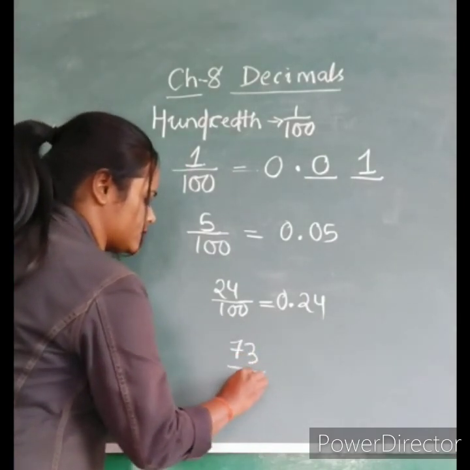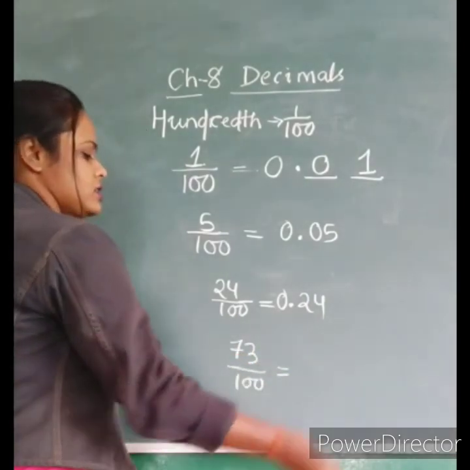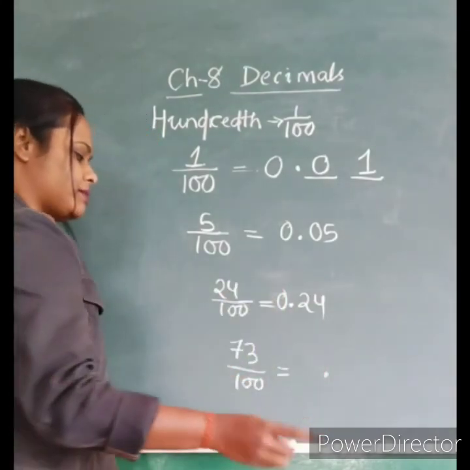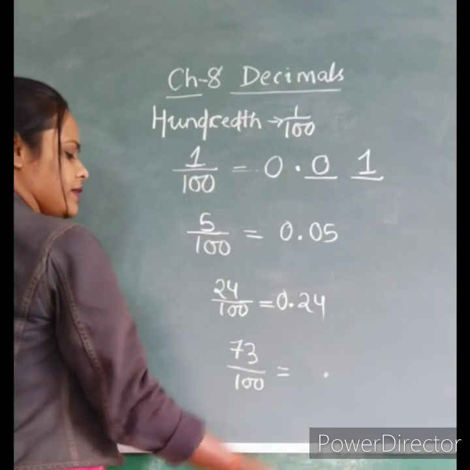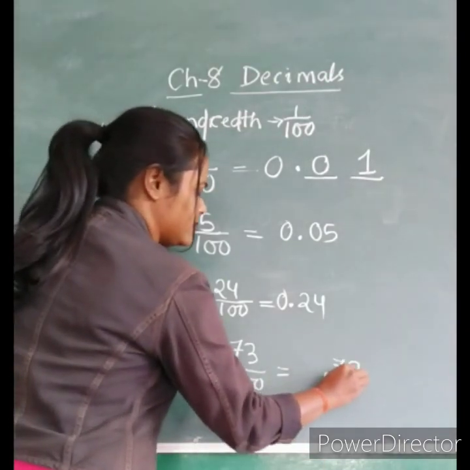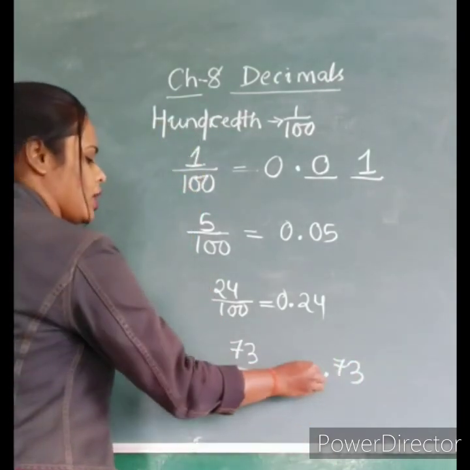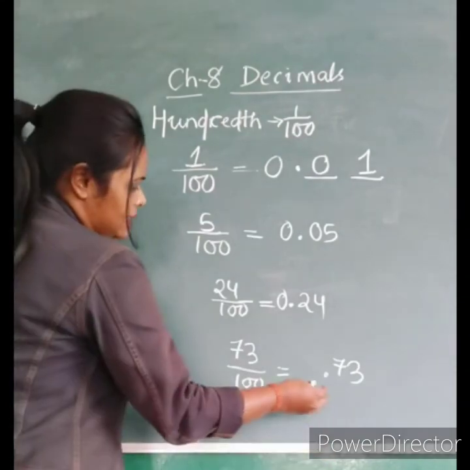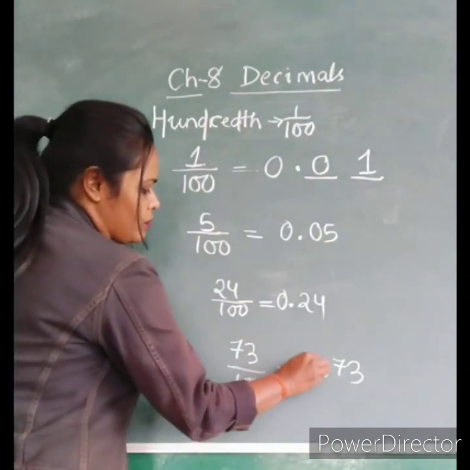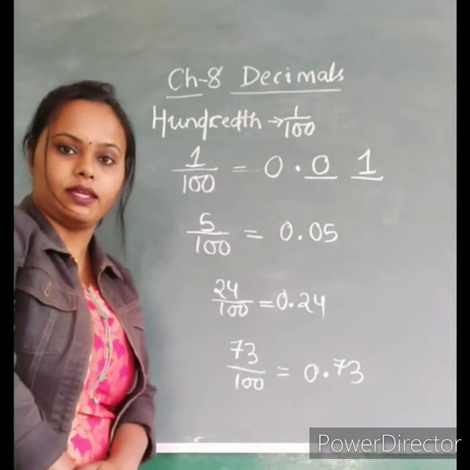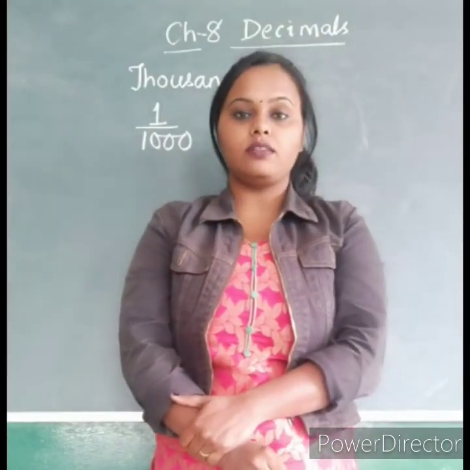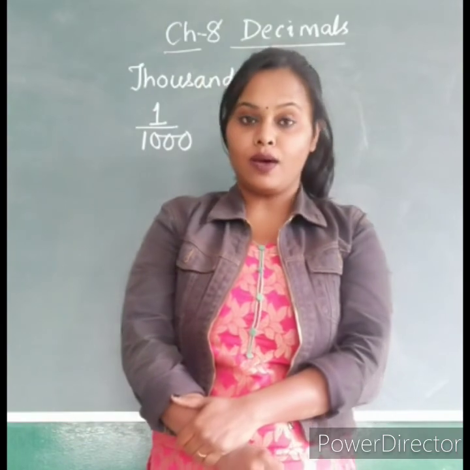Another example I am writing here: 73 by 100. So after the point there will be 2 numbers and we are already having 2 digits in the numerator. So after the point 7, 3. And before the point we can't leave the space blank. So we will be writing it as 0.73. Okay children, so next we will be reading about 1000.